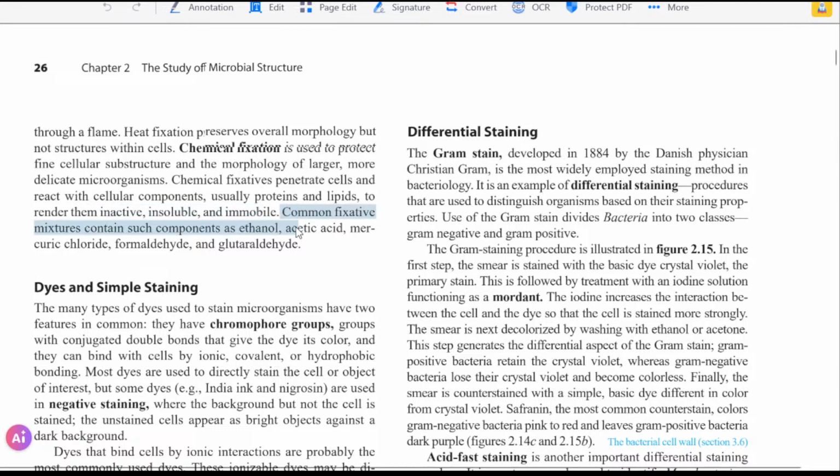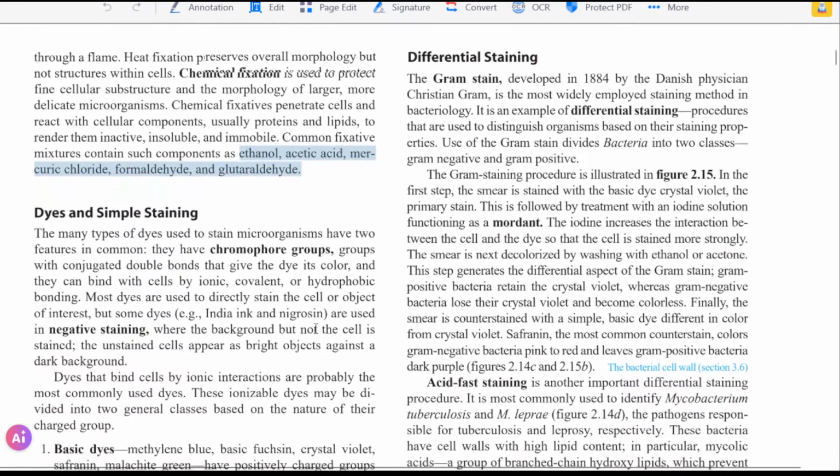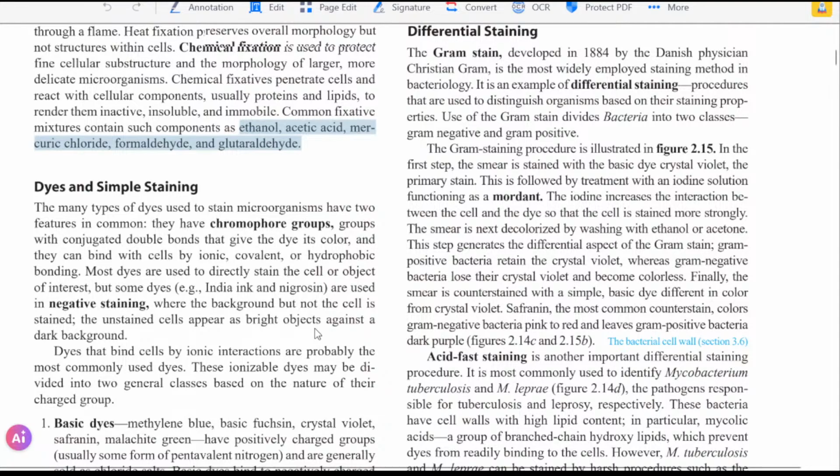Common fixative mixtures contain components such as ethanol, acetic acid, mercuric chloride, formaldehyde, and glutaraldehyde. So this is the example: fixative mixtures have ethanol, acetic acid, mercuric chloride, formaldehyde, and glutaraldehyde. Although I don't know them personally, I think at the end of this live I will search them on Google, right? I'm curious what these chemicals actually are, even though I know we use them in chemical fixation.